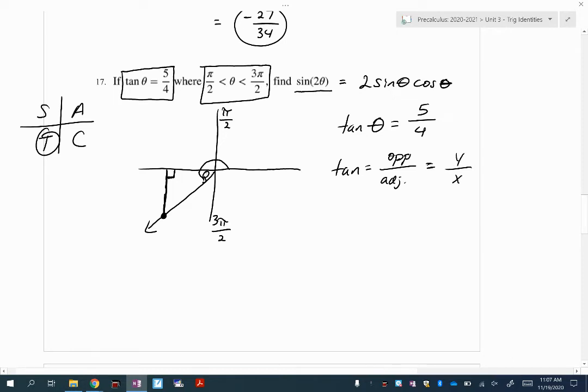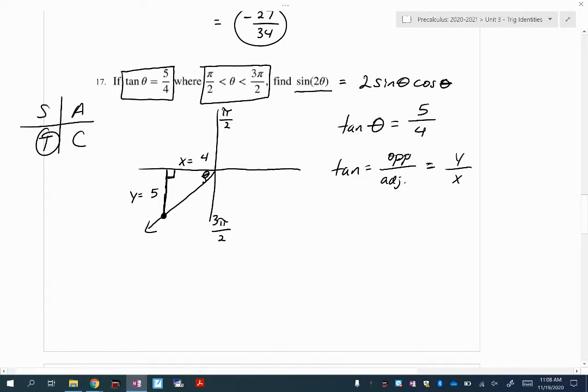So if this is my theta all the way around, the whole way around, then when I look at the opposite side, that's my y, and the adjacent side is my x. So I'm going to write the opposite side, which is 5, and the adjacent side, which is 4. Now, here's the thing, guys, okay?